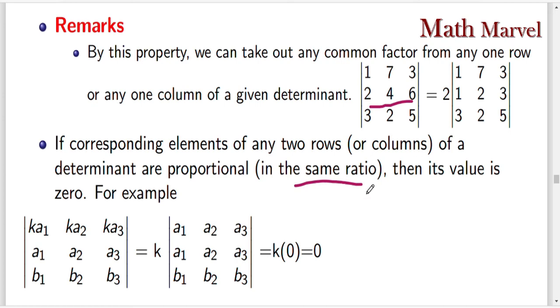So according to this remark, what do we do? Here take K outside. From this row take K common. The remaining elements are A1, A2, A3, and the second row and third row stay as they are. Now according to the property, if two rows are the same, what can we write? The determinant value is 0. So here K stays as it is, and row 1 and row 2 are the same. That's why the value of this determinant becomes 0. So the entire answer is 0. According to this property, if two rows or two columns are proportional, then its value is 0.